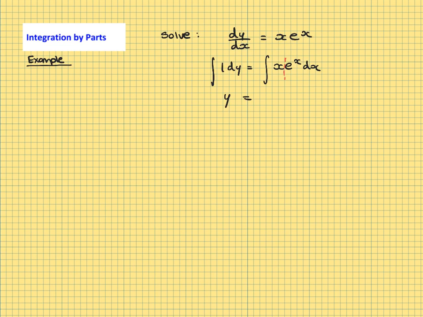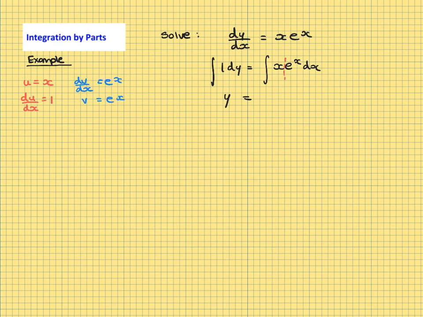Of course, the left-hand side is just y, and we have to now integrate the right-hand side, which we can see this product here is going to require integration by parts. So I'm going to say let u equal x, which gives me du by dx equal to 1. And I'm going to say let dv by dx equal e to the x, which of course gives me, when we integrate, v equals e to the x.